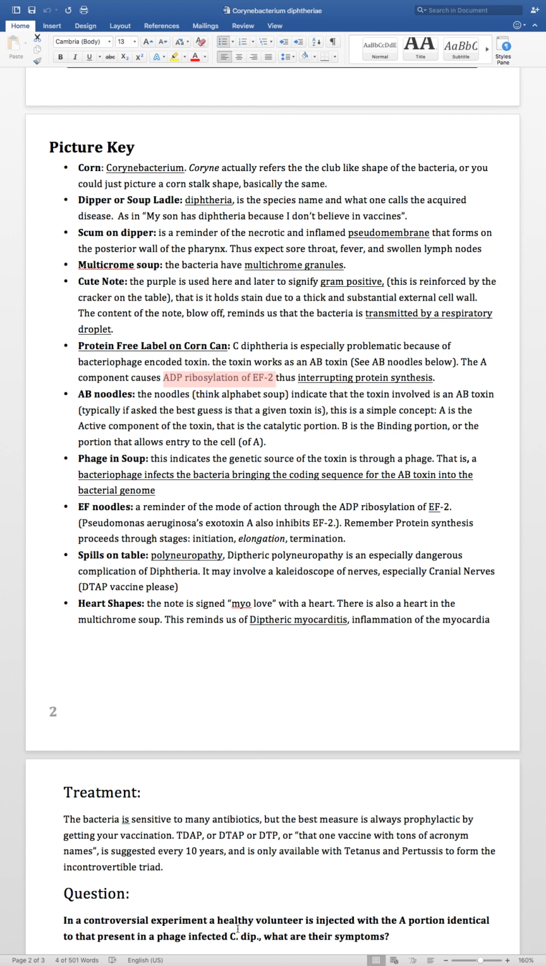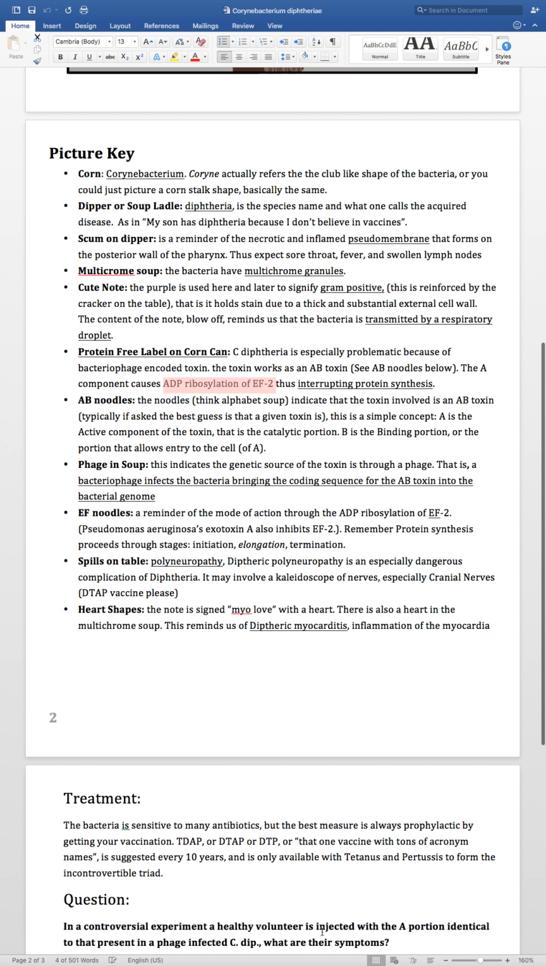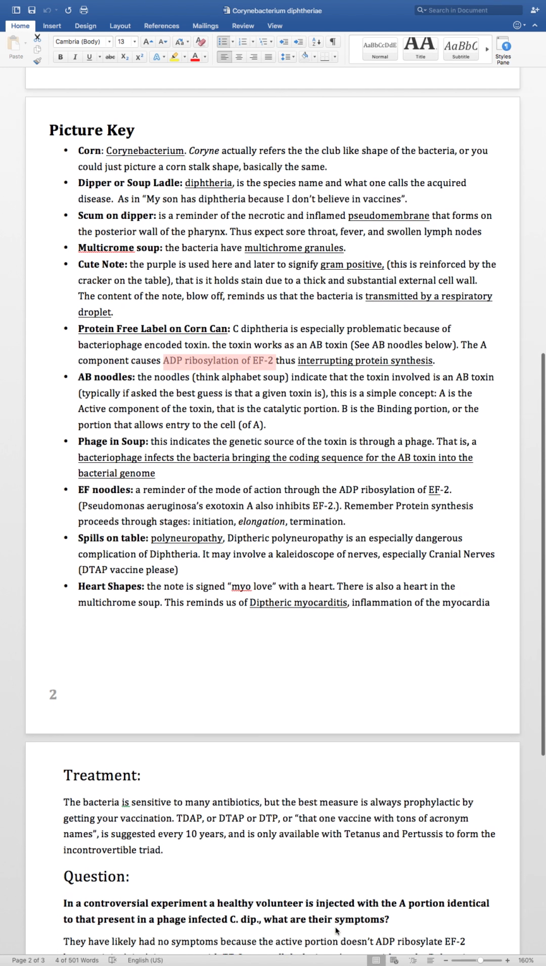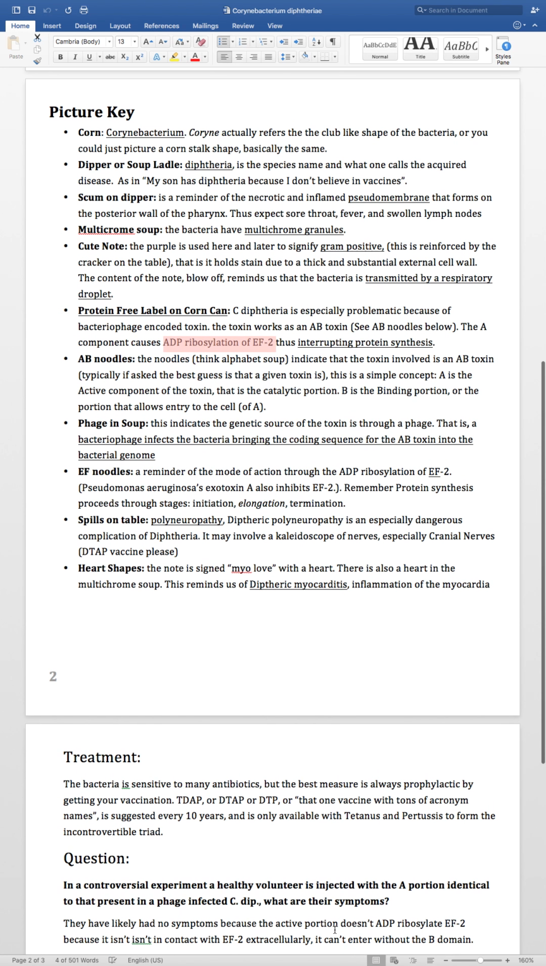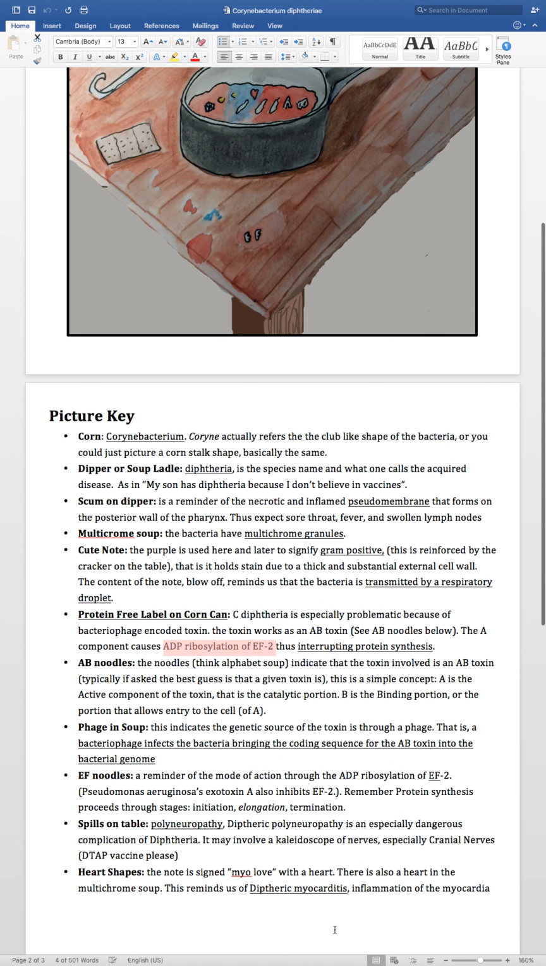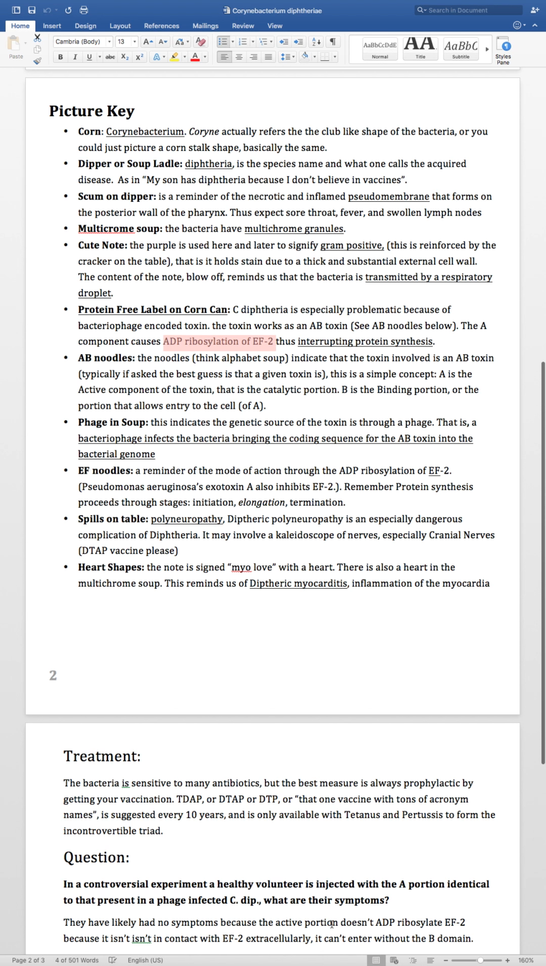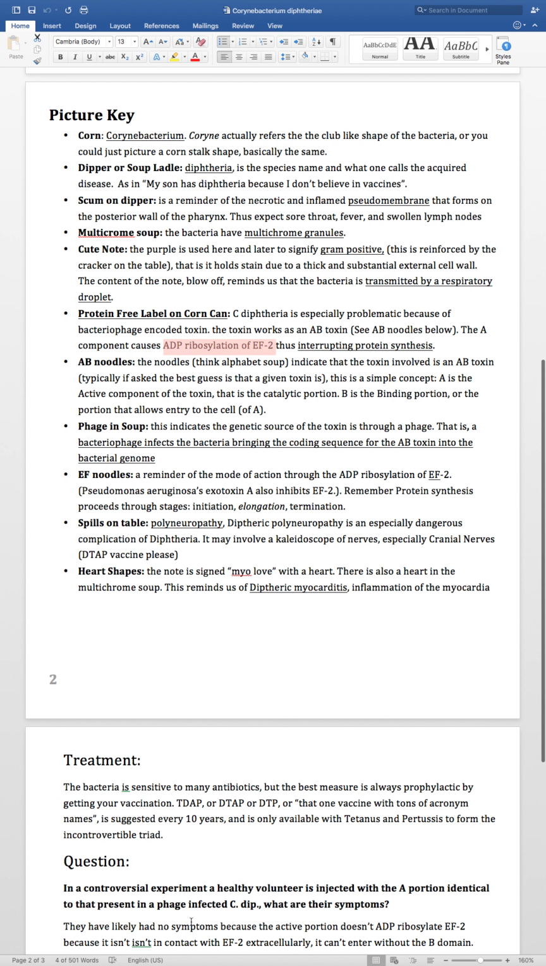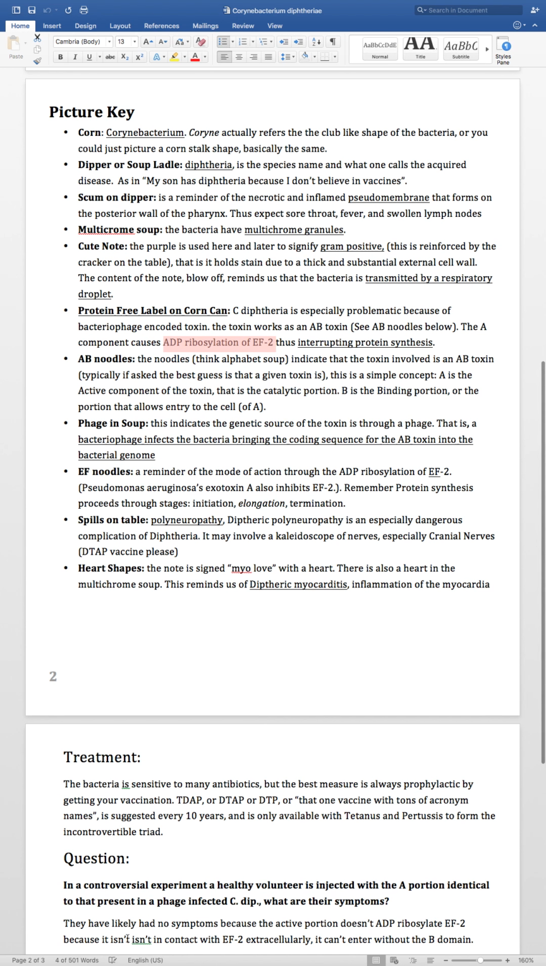Oh wait, no. Without the B portion, the A portion cannot get into the cell, and therefore it cannot be active or catalytic or have any effects. So they are unlikely to have any symptoms such as pseudomembrane, polyneuropathy, or myocarditis, like we discussed. But they are likely to have fun with your study because you're paying them for injecting something that most likely will have no effect.